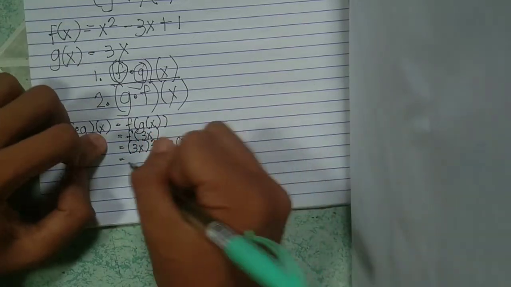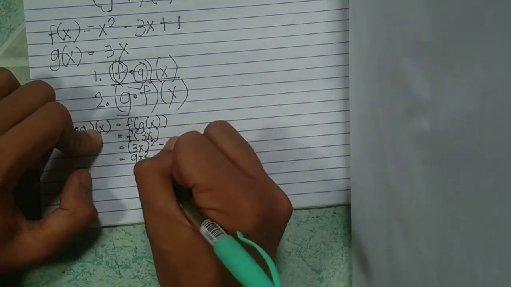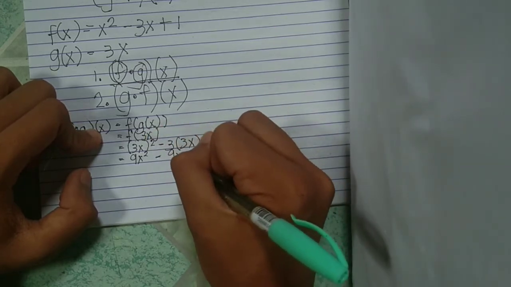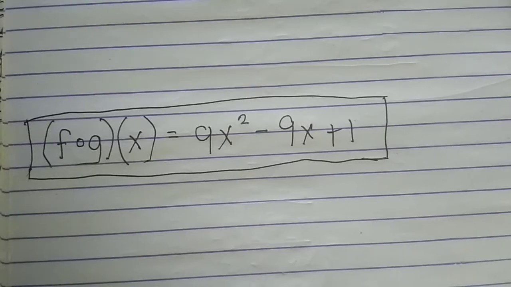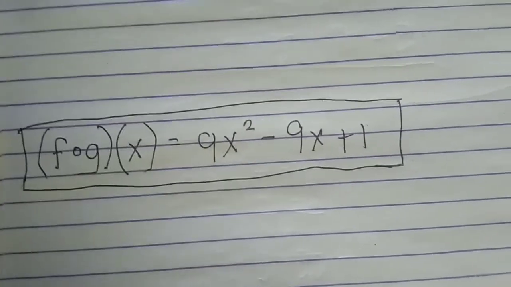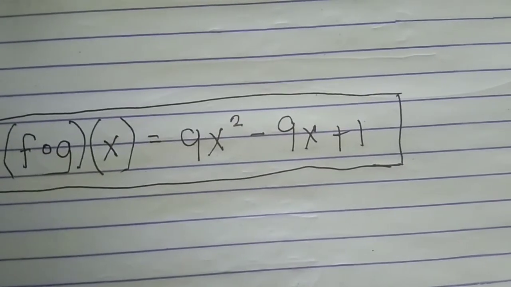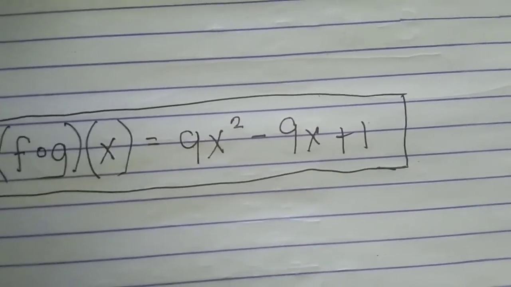And 3x squared is 9x squared, minus 3 times 3x is 9x, plus 1. Therefore, our f of g of x is equal to 9x squared minus 9x plus 1.